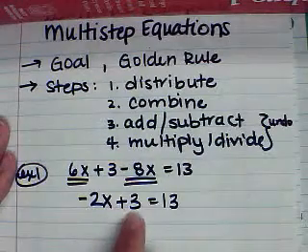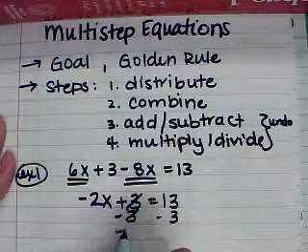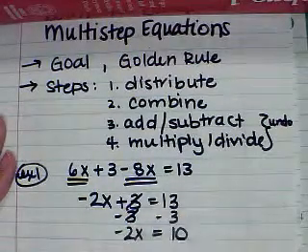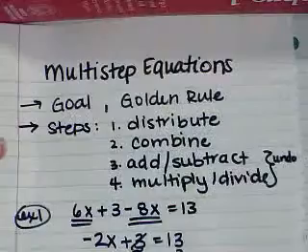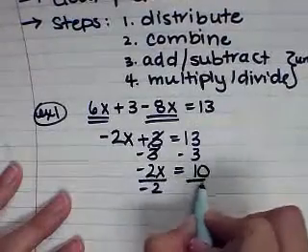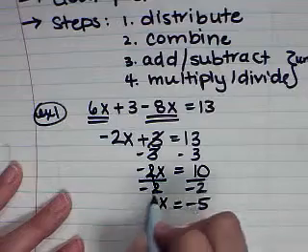Now, the next step after combining is to add or subtract. X is being added by 3, so the opposite would be to subtract 3 from both sides. Over here we have negative 2x. On this side we have 10, because 13 minus 3 is 10. And last, we're asked to multiply or divide. It's being multiplied by a negative, so the opposite is to divide by negative 2 on both sides, and x equals negative 5.